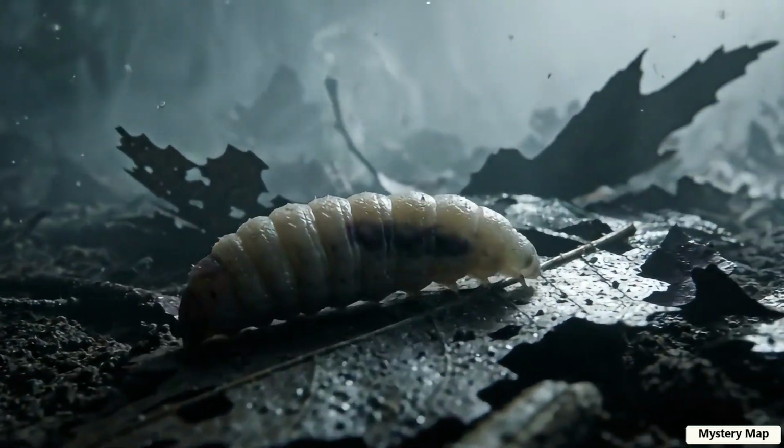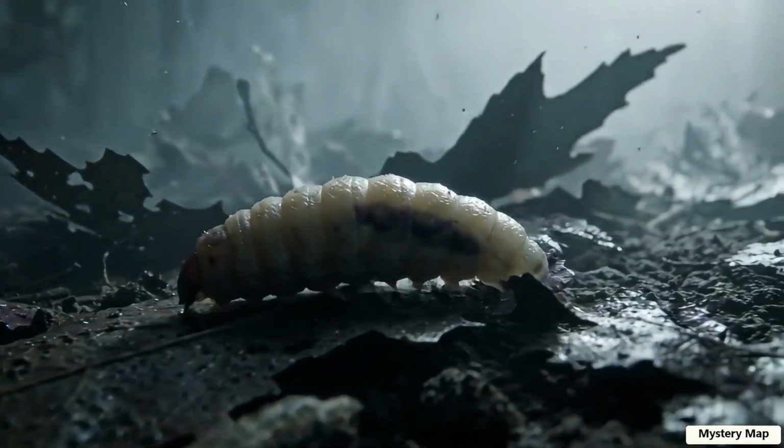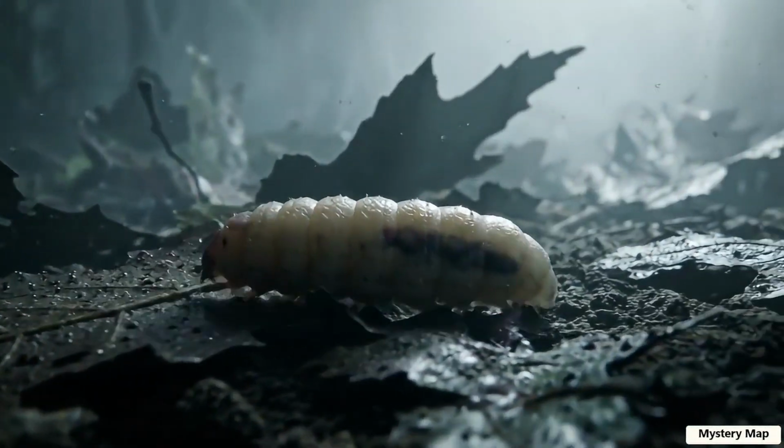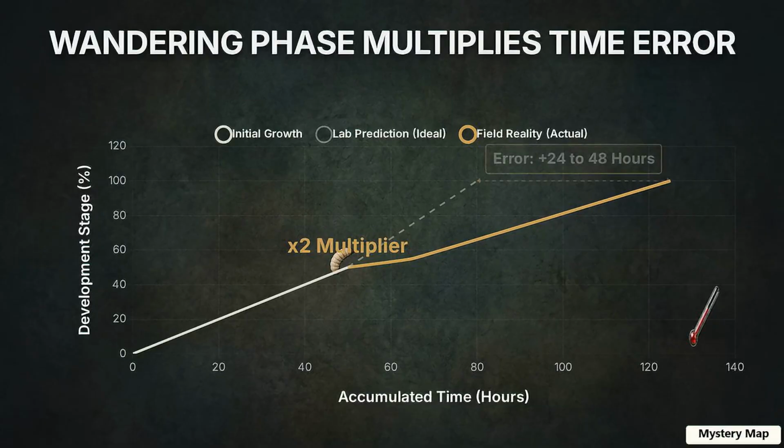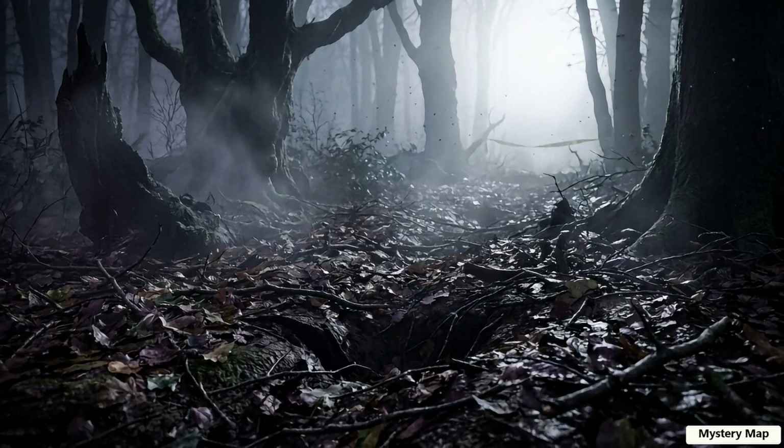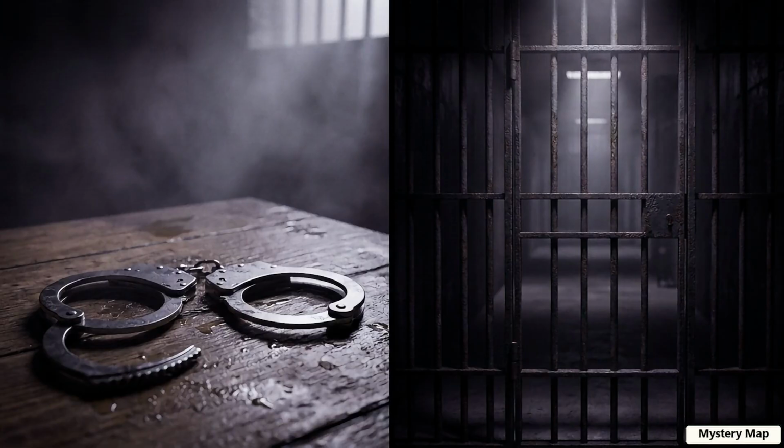That extended search acts as a hidden multiplier, severely skewing the thermal math if an investigator fails to account for it. Missing that wandering phase can throw off the estimated time of death by up to 48 hours. In a murder investigation, a 2-day error is the exact margin between clearing a solid alibi and sending an innocent person to prison. This discipline requires absolute humility in the face of nature.